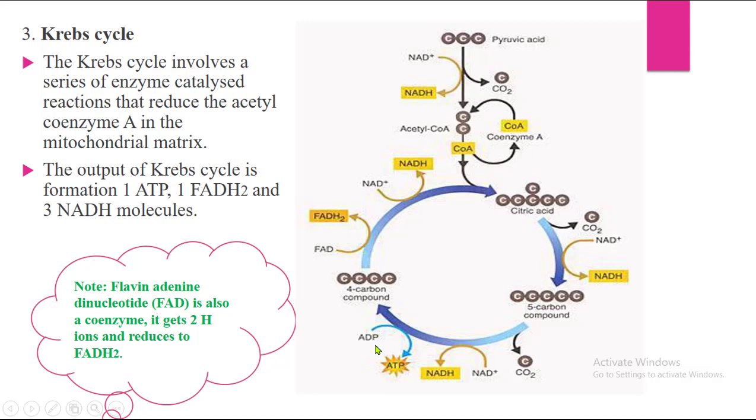One Krebs cycle we are talking about, because for one pyruvic acid there is one Krebs cycle, and the output of glycolysis was two pyruvate molecules, so each of them will enter the Krebs cycle, and each pyruvic acid is going to form one ATP, I am repeating it, one FADH2 and 3 NADH molecules.